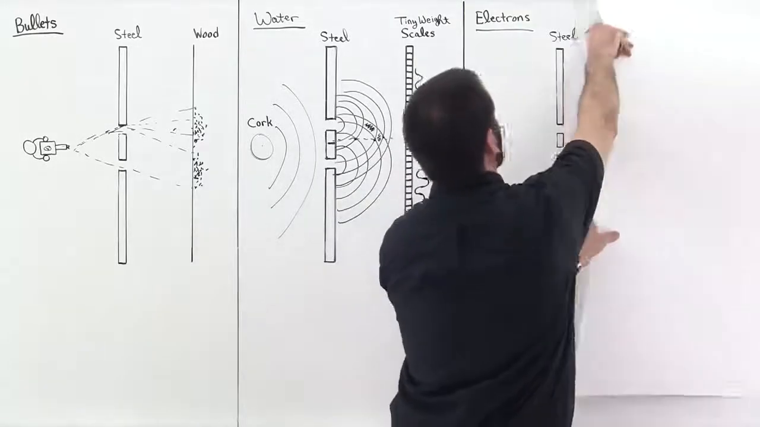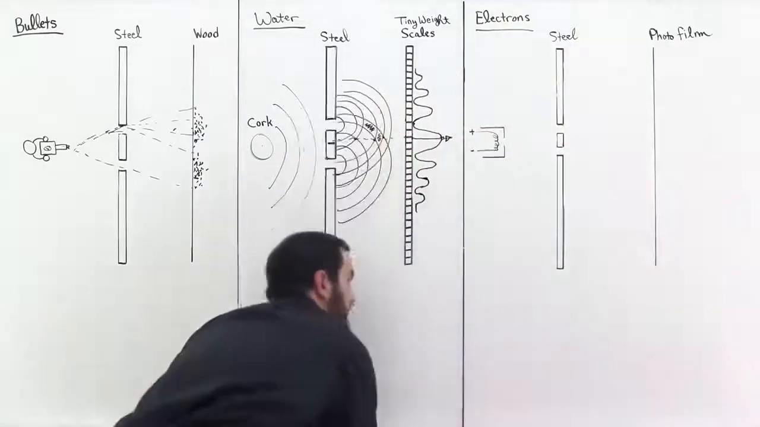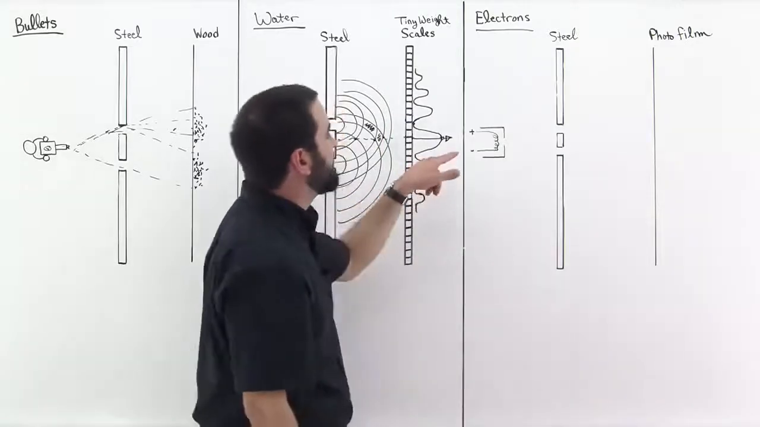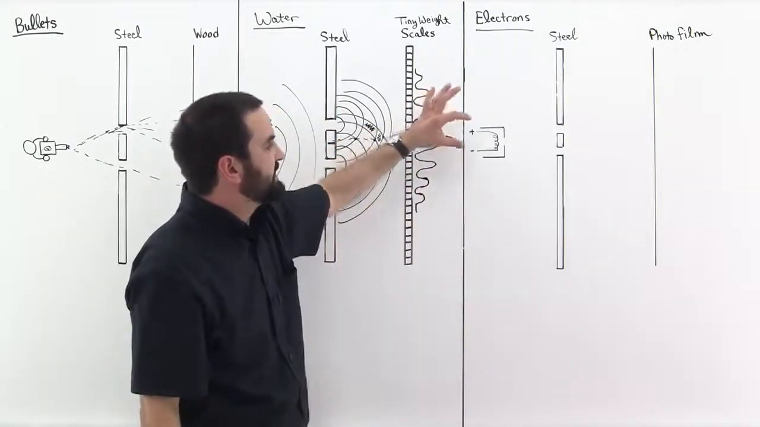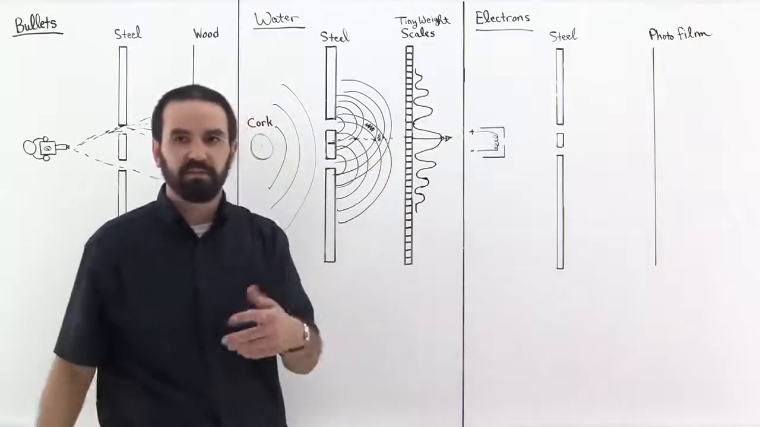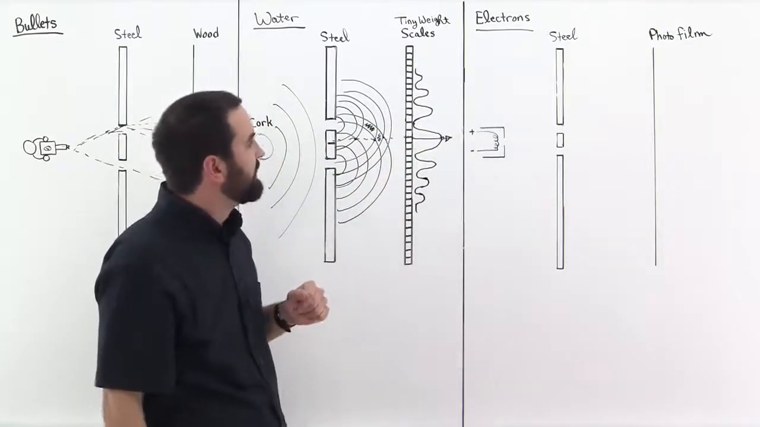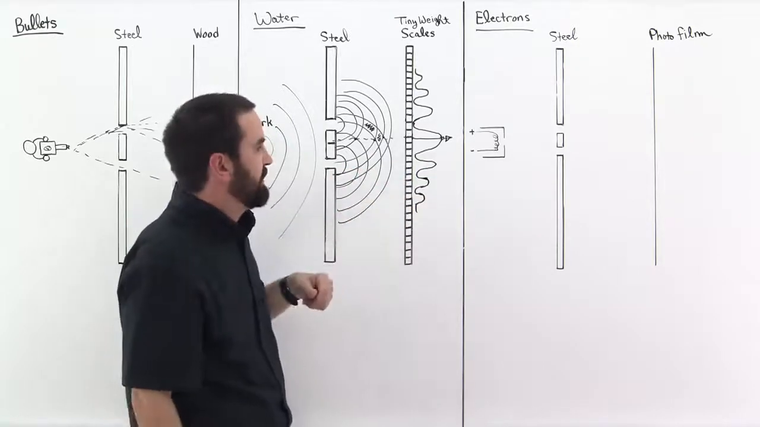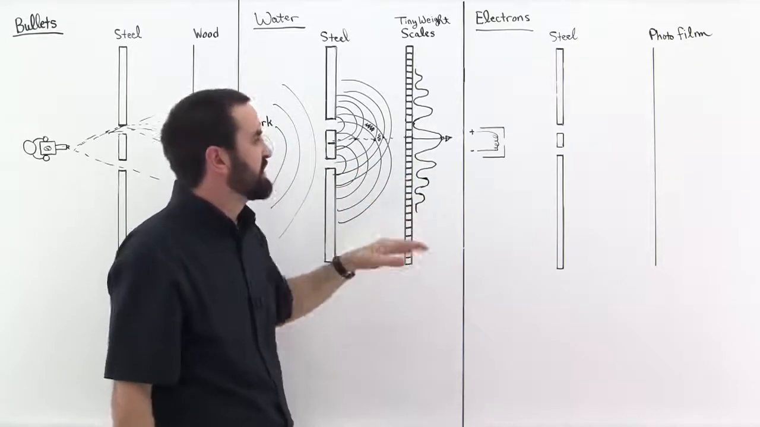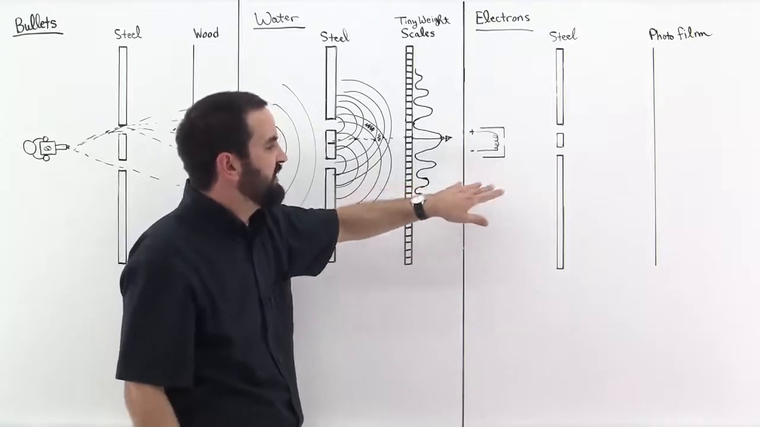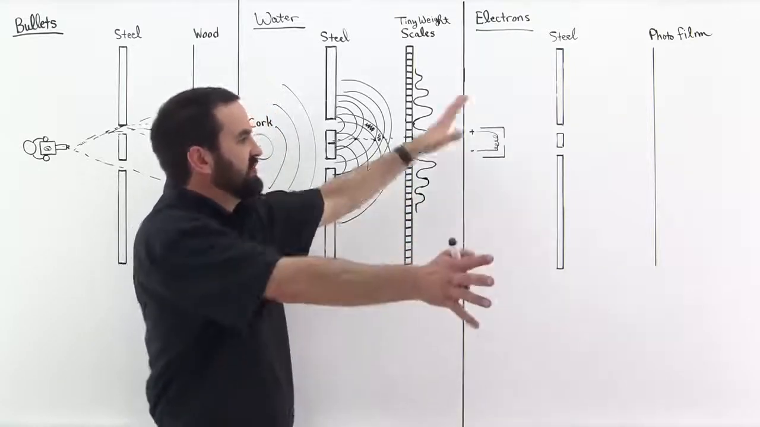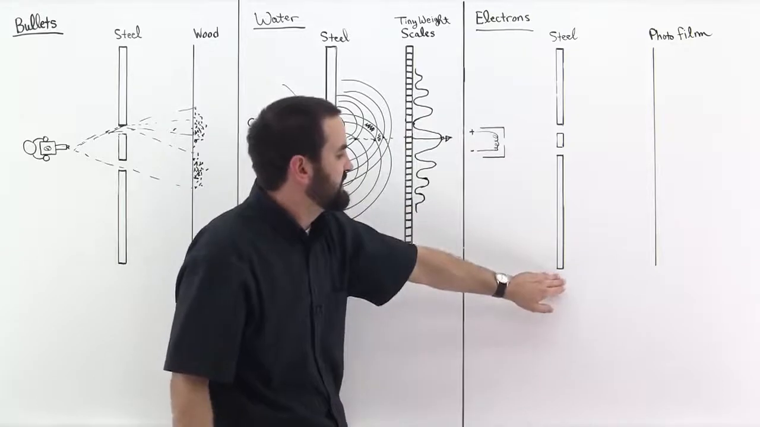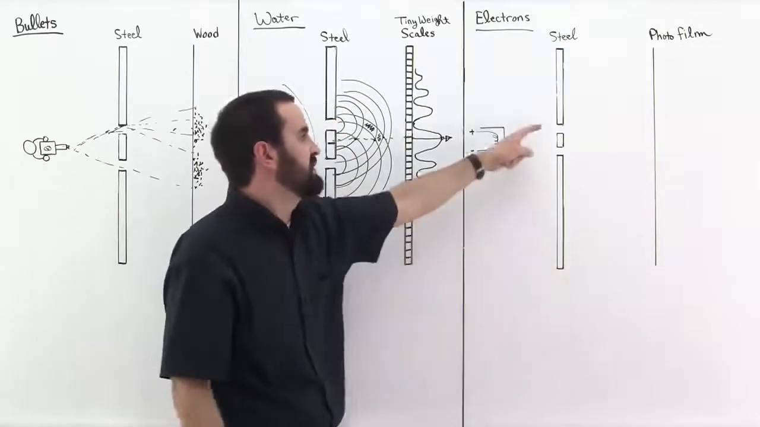And we have an electron gun here. The electron gun basically consists of a tungsten filament, much like the light bulbs in your home. The electrons are boiled off of that tungsten filament and accelerated through a voltage, so that we have an electron gun here that randomly shoots these electrons towards this steel barrier here that again has two slits cut in it.